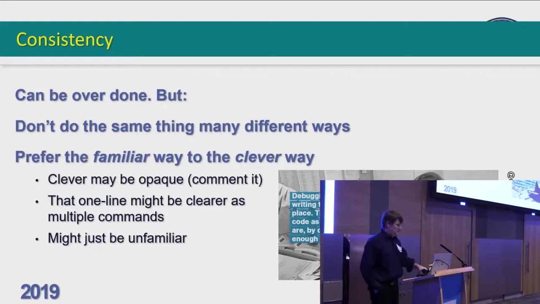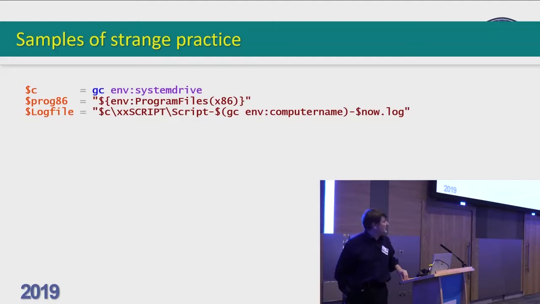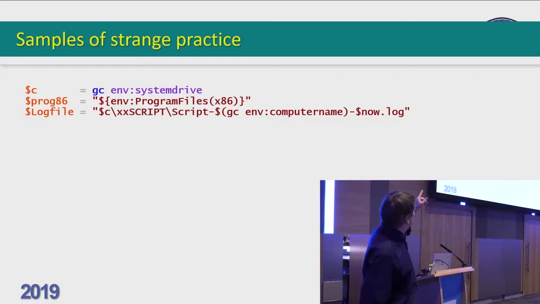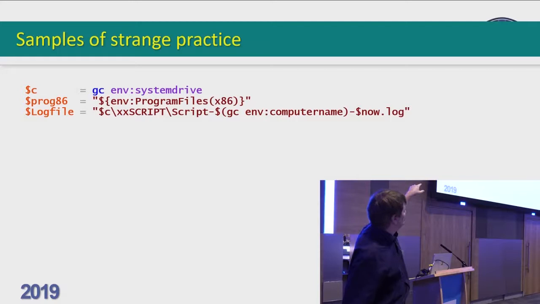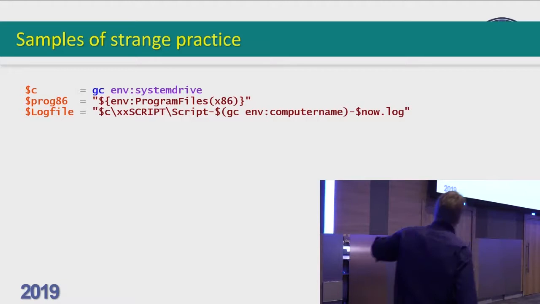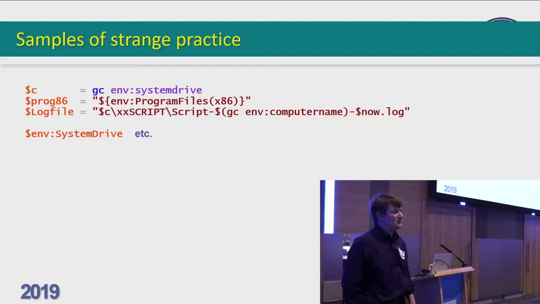And I've got some examples. I said I collect these. I actually found these in two different scripts, three examples from the same author. And you look at this, and he's done Get-Content using the alias, so I have to think, what's GC do? Get-Content of that. Another one, he's used the braced notation for a variable. And the third one, he's actually put Get-Content inside a string. For heaven's sake, just write $env:SystemDrive. All of those work the same way.